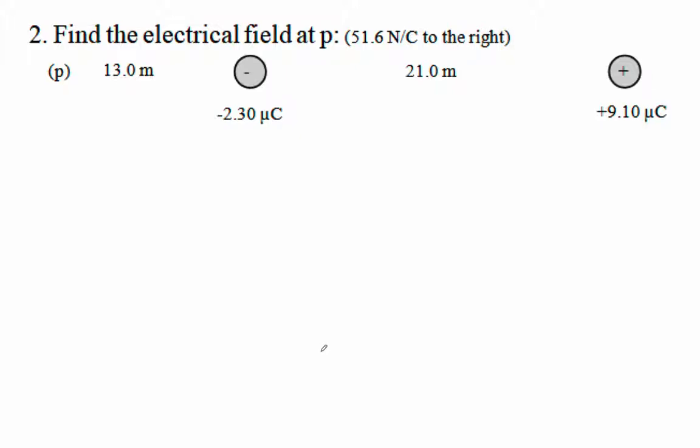All right, find the electric field at point P. Notice that this is a negative charge. This guy's a positive charge, right? And we are 21 meters between these two, and we are 13 meters. That is what this is supposed to be interpreted as, right?